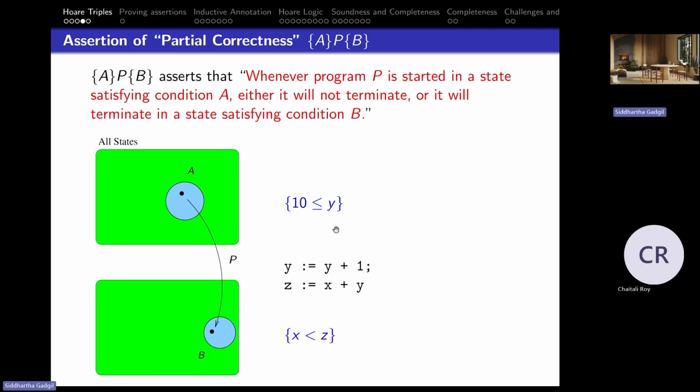So just view the precondition as this set and the postcondition as another set. You're saying that if I run this program from any point here, either I don't terminate or I terminate in a state satisfying the postcondition. So the image of this partial function is fully inside B when I apply it on A. Okay, any questions about this? This is the basic pre-post condition.